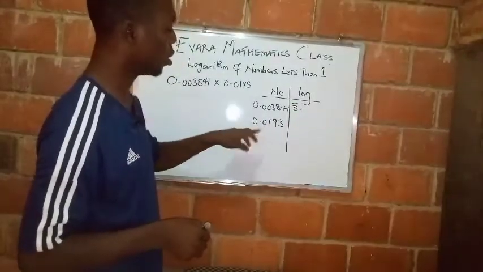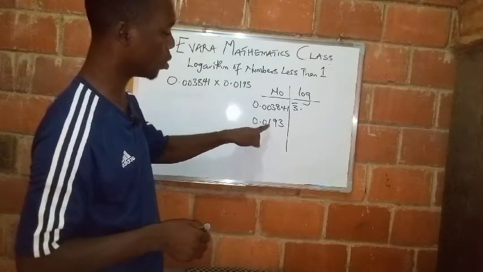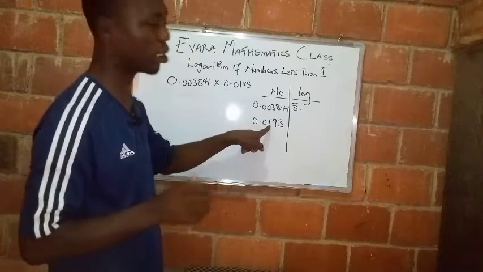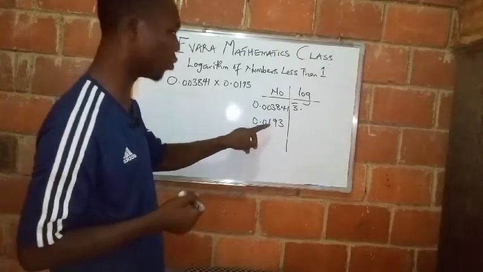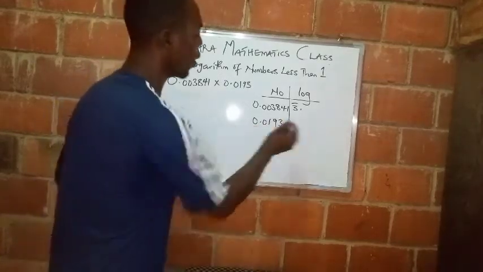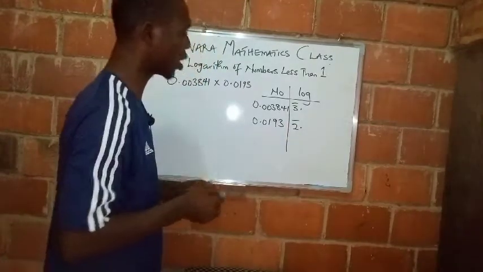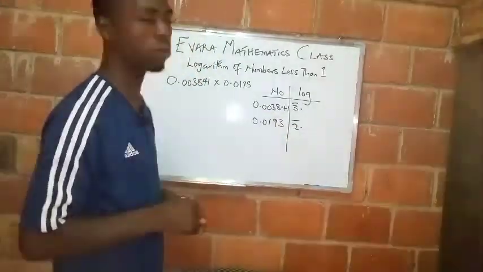Then here, if you count 1, 2, the first significant figure here is 1, and that is the second digit. So we count 1, 2. We have bar 2. So now we'll check the 4-figure table.